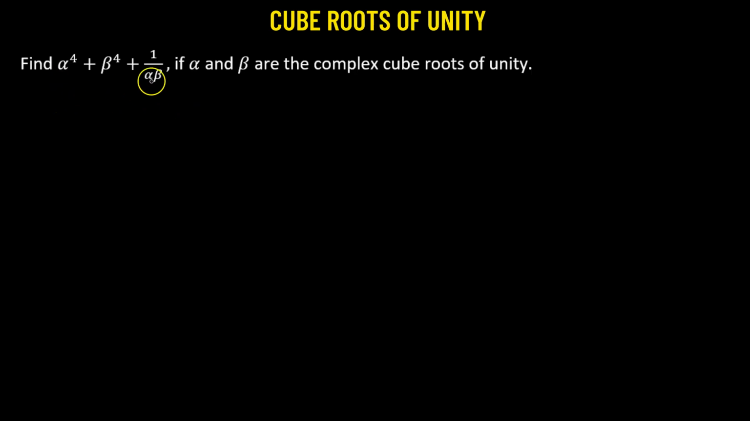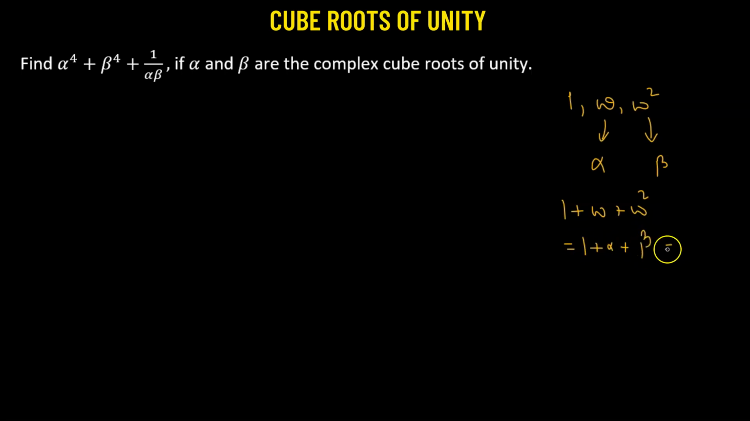We need to find the value of this particular expression, provided alpha and beta are the complex cube roots of unity. We know that the complex cube roots of unity are given by 1, omega and omega squared. That means here in our case, we can consider omega to be alpha and omega squared to be beta. Now, immediately it follows that if we take the sum of the roots, that's 1 plus omega plus omega squared, or 1 plus alpha plus beta, this is equal to 0.